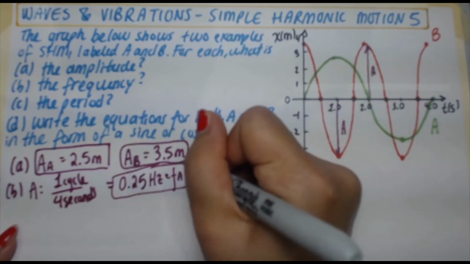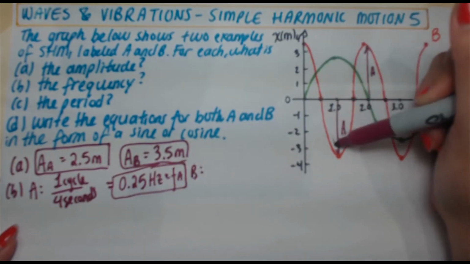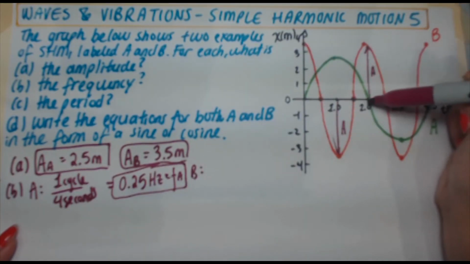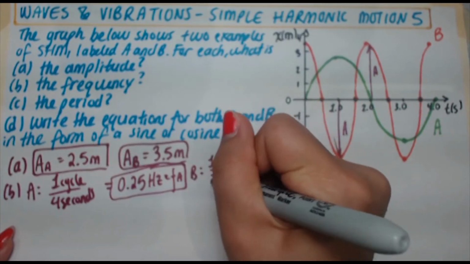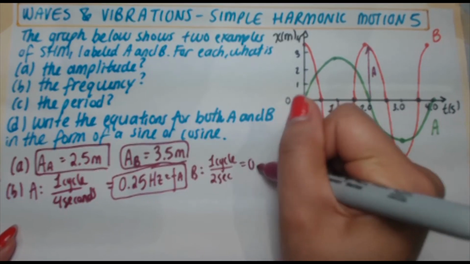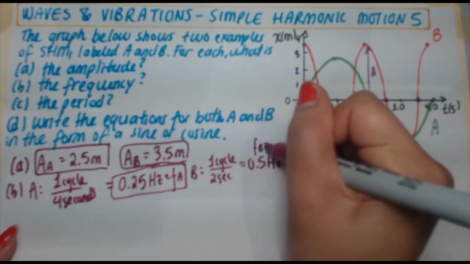Now for B, you do the same thing. For B, one cycle, for it to go back to its original spot, takes 2 seconds. So we're going to say one cycle, 2 seconds. So 0.5 hertz. That's f_B.